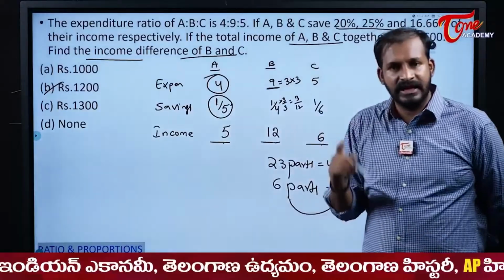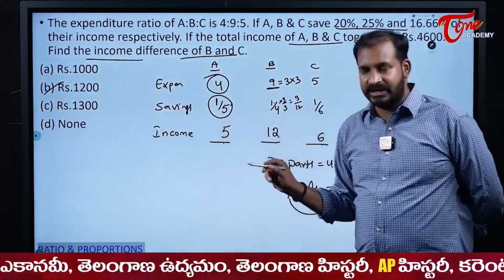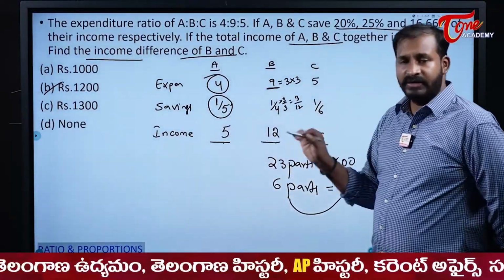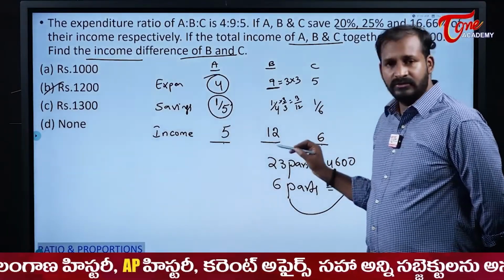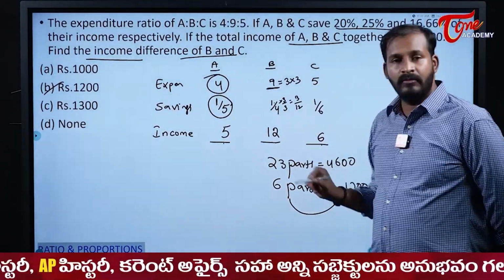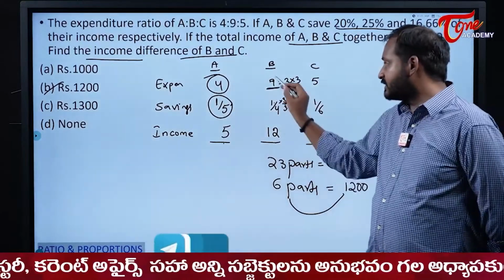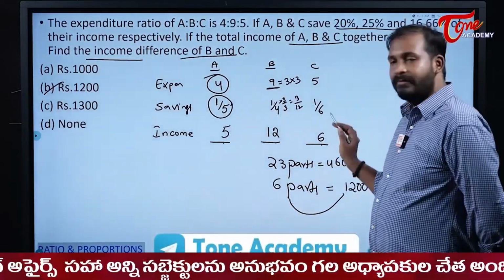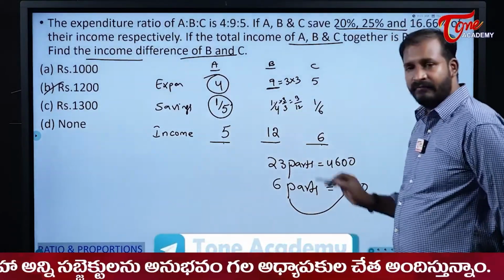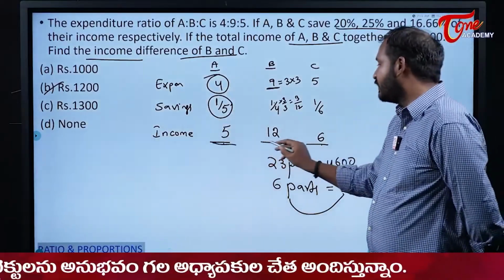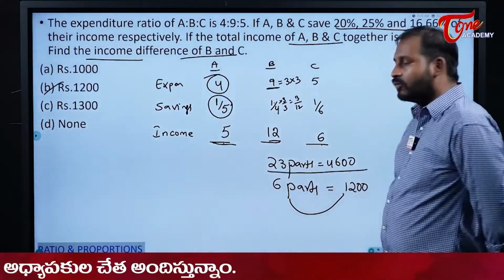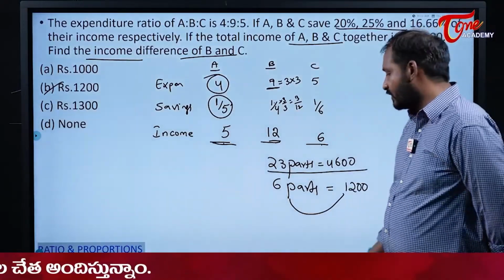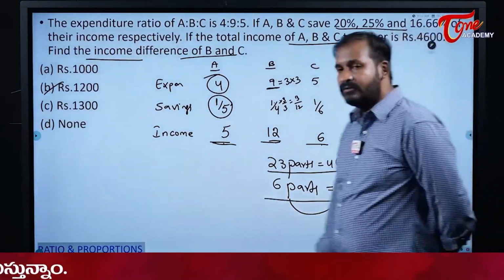Usually 3 threes are 9, right? So I am going to multiply this with 3 and 3. So 3/12. Now it will match. See here, out of 12 parts of his income, he is going to save 3 parts. Then his expenditure will become how much? 9 parts. So 12 parts, it is matching. Next 1/6. There is also no problem for this one. So now the incomes will be in what ratio? 5:12:6. In the question they gave the total income, that is 23 parts is equal to 4600. Then 6 parts will become 1200 here.